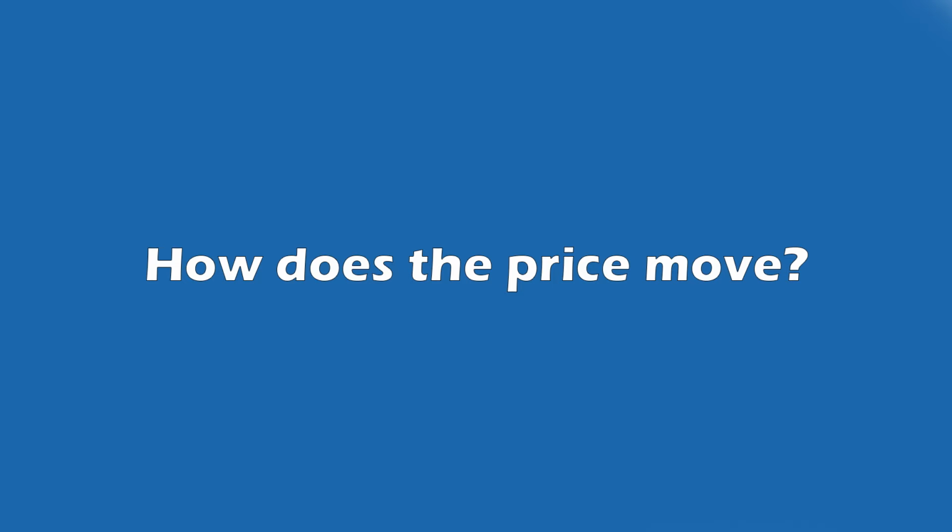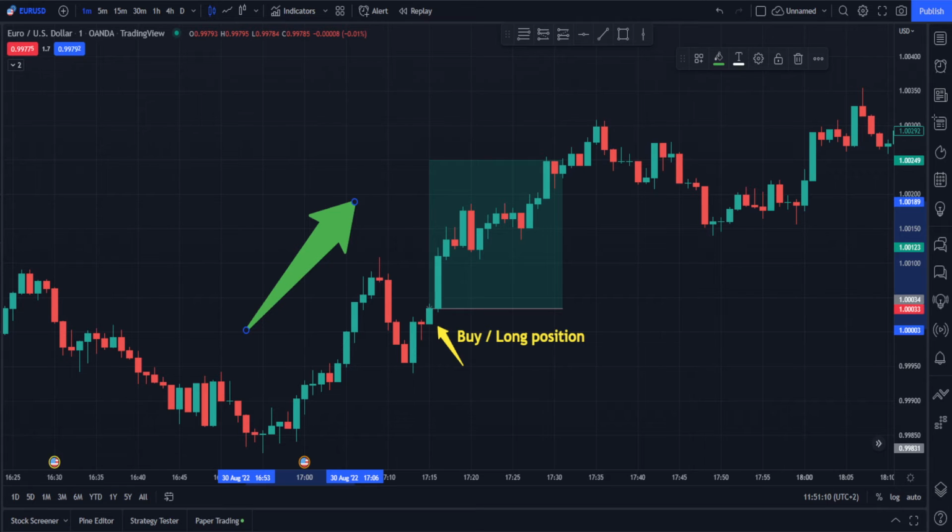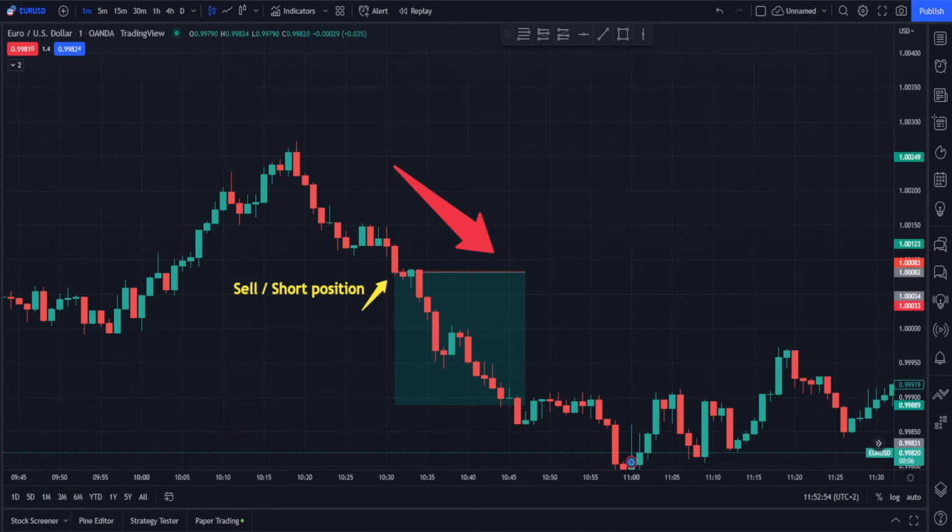But how does the price actually move? As you might have guessed, the way we make money in trading is by buying a currency when the price is low and selling it when the price is high. Opposite, we want to sell a currency when it's high and buy it back when the price is lower.